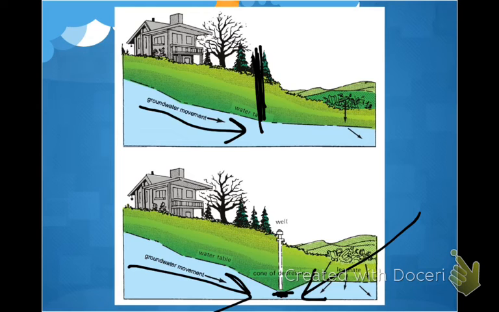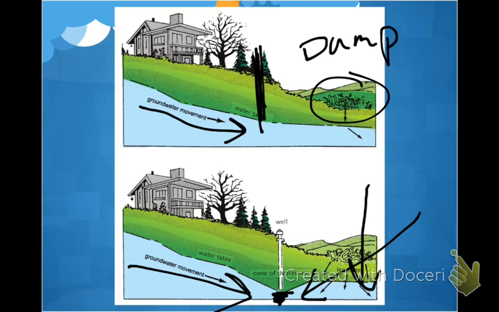So if this cone of depression is now your new lowest point, then water is going to move over from this different direction. Now that may not sound like a big deal, but look at what's right here. This is a dump, meaning trash. So when it rains, all of this dirty water is going to go into the ground, and it used to not go into your well because your water flowed from the opposite direction.